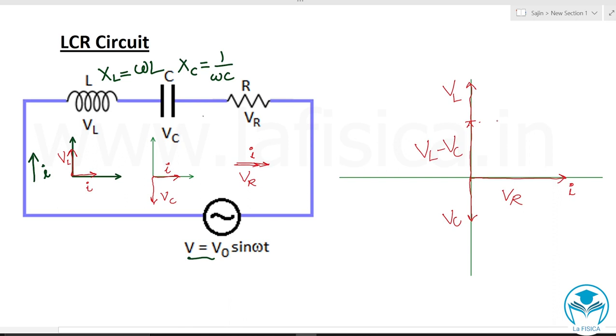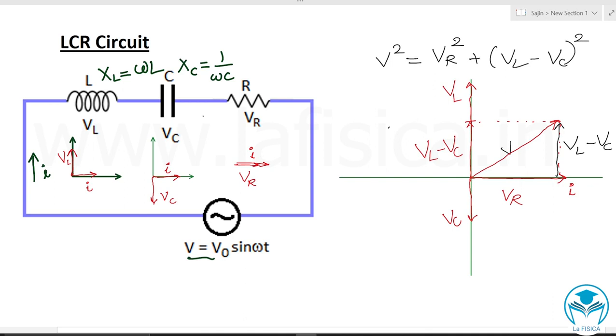Then we have to draw this parallelogram like this. The total resultant will come in this direction. Resultant V is in this direction. We can calculate this V by vector addition. Here VL minus VC, I am drawing in this direction. That is, this is VL minus VC. Then you know that V square is equal to VR square plus (VL minus VC) square.